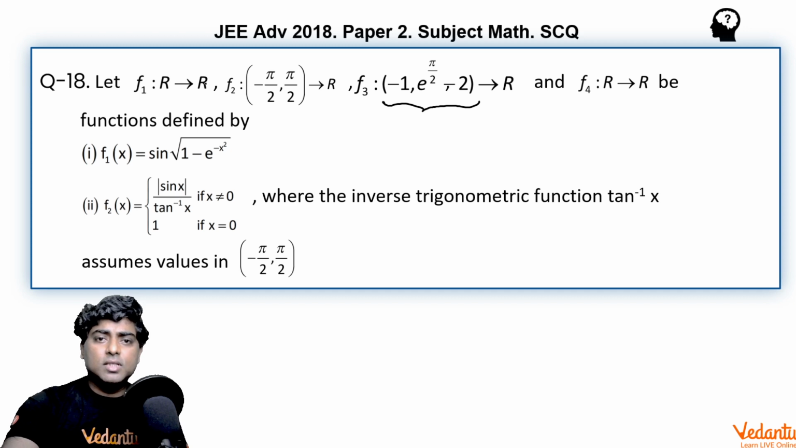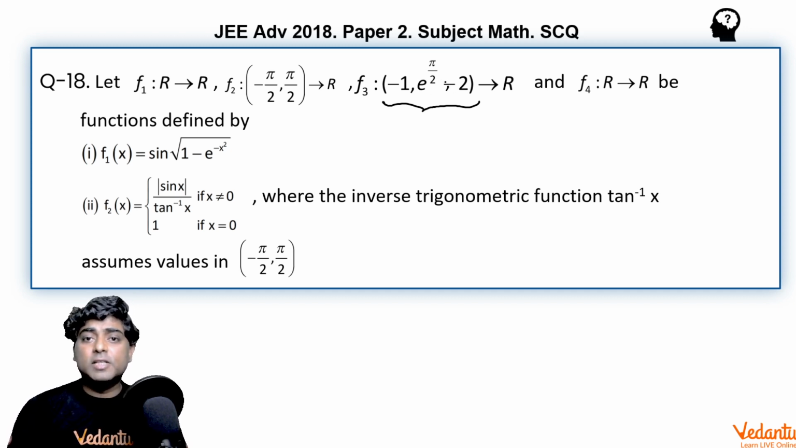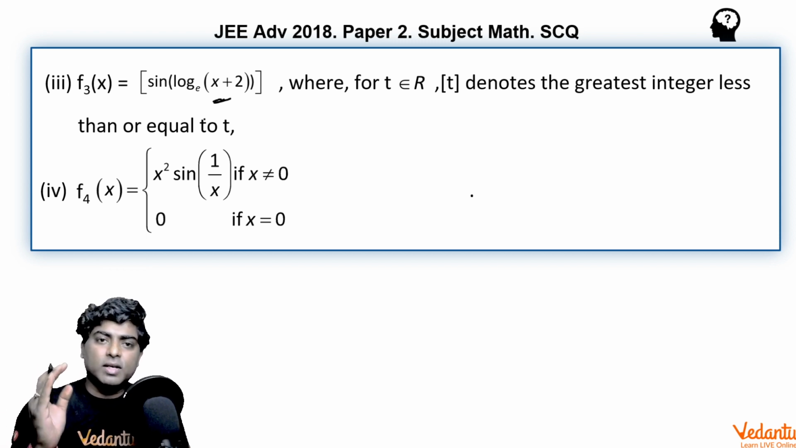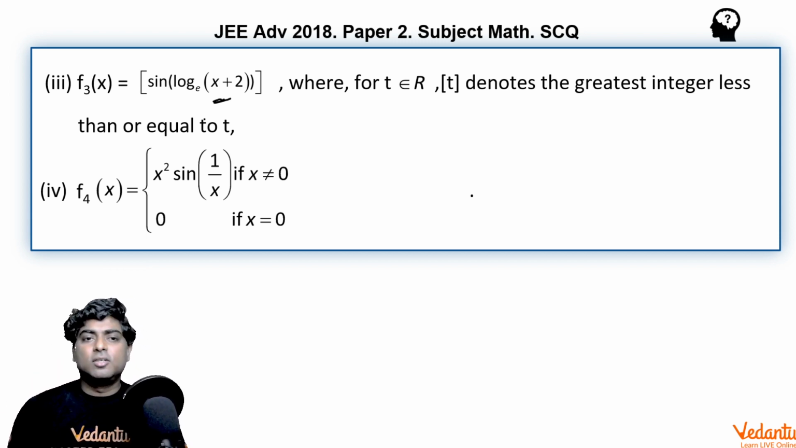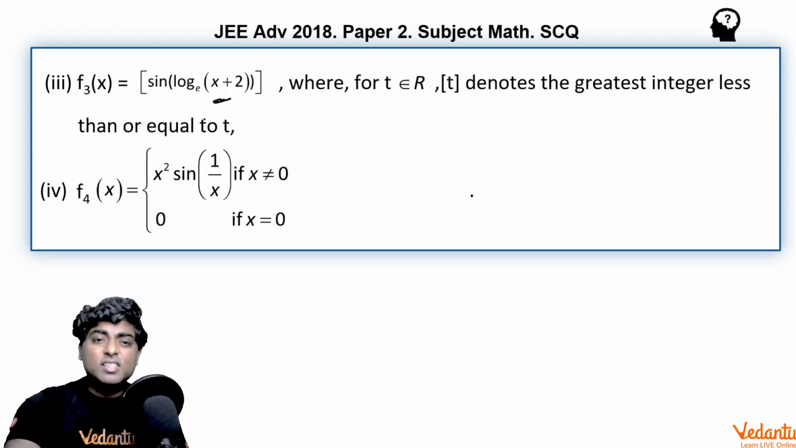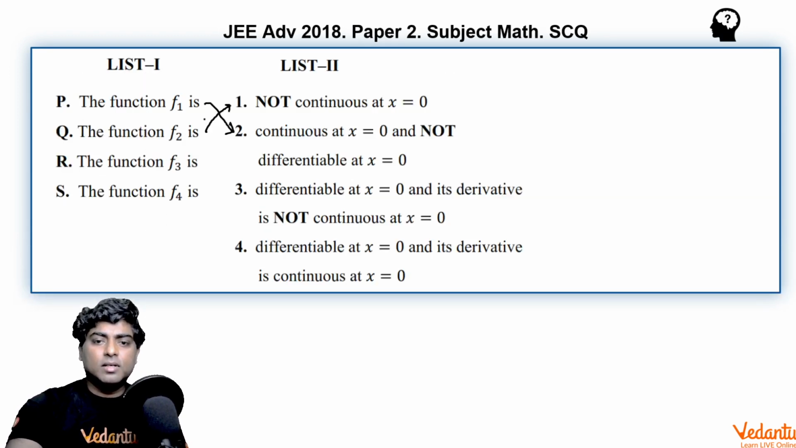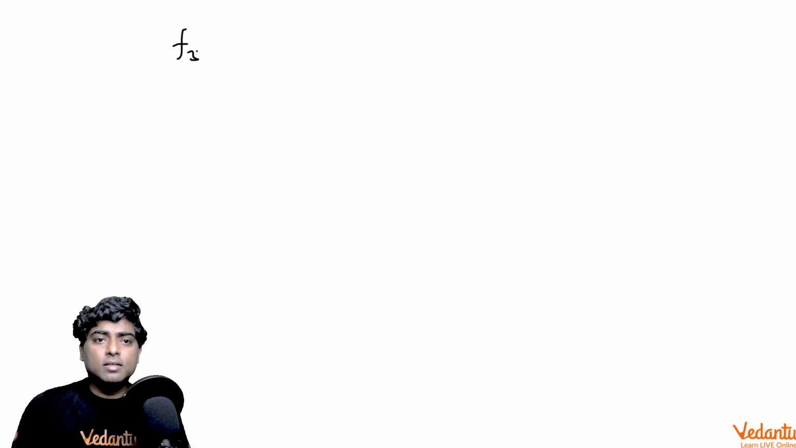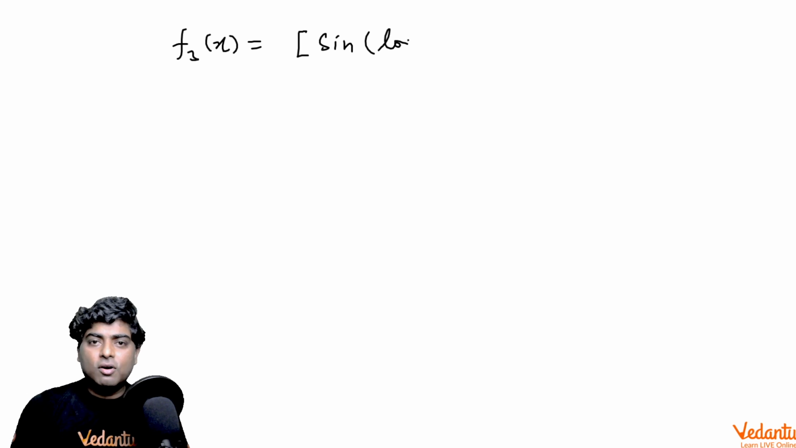And if you are taking the left of e raised power pi by 2 minus 2, when you put x equal to e raised power pi by 2 minus 2, so x plus 2 would be e raised power pi by 2 and log of that would be pi by 2, and sine pi by 2 is 1. In the left of sine pi by 2, it is 1 minus, the box is 0. So in this complete domain function f3 is 0 in fact. I am writing it: sine of log of x plus 2.